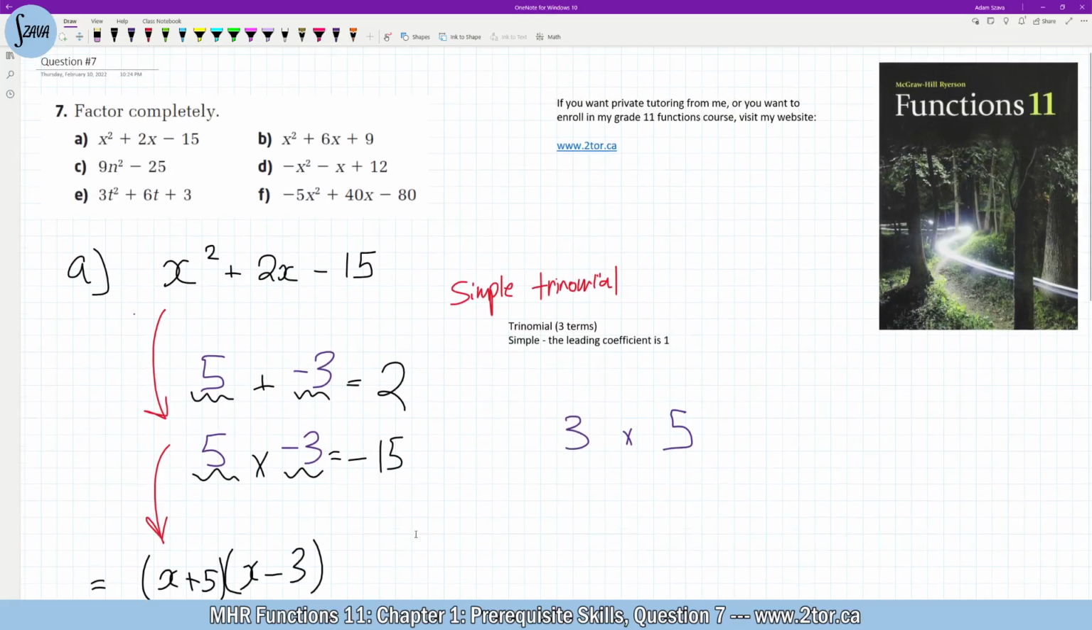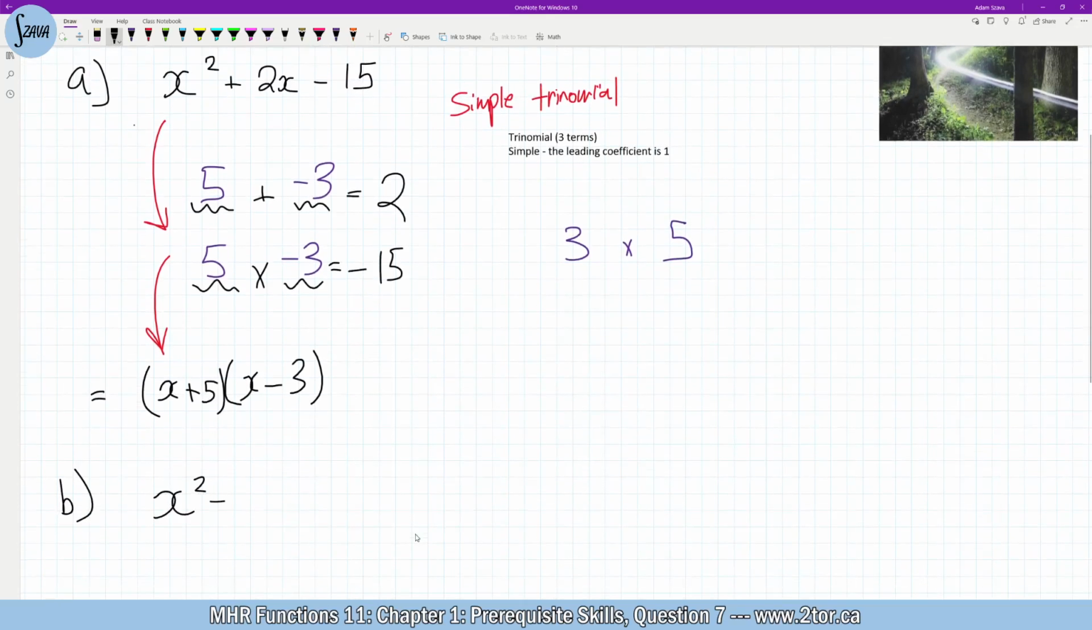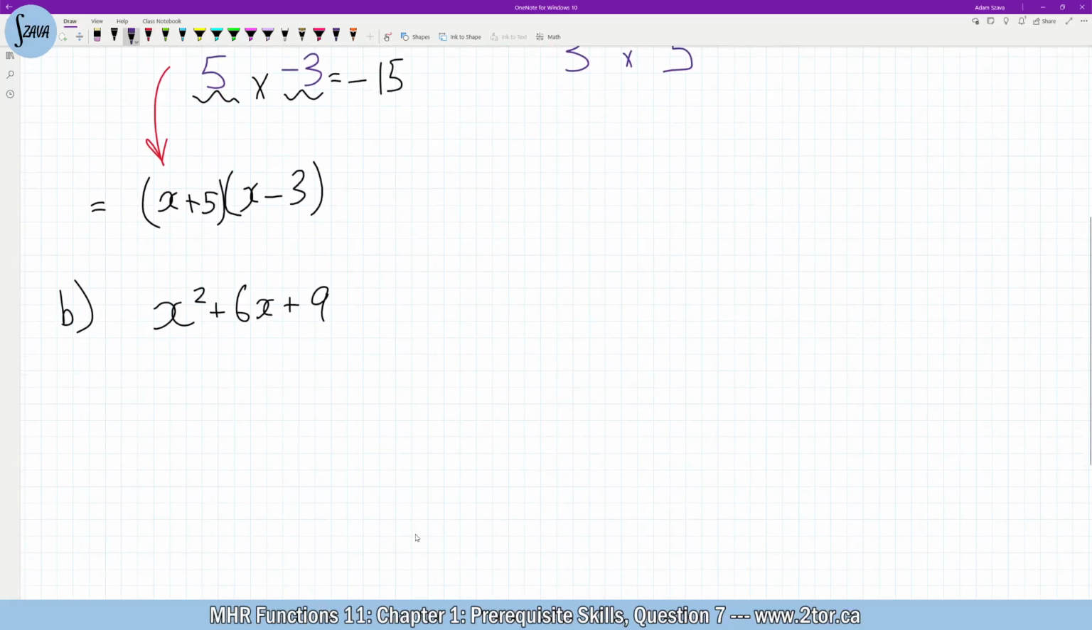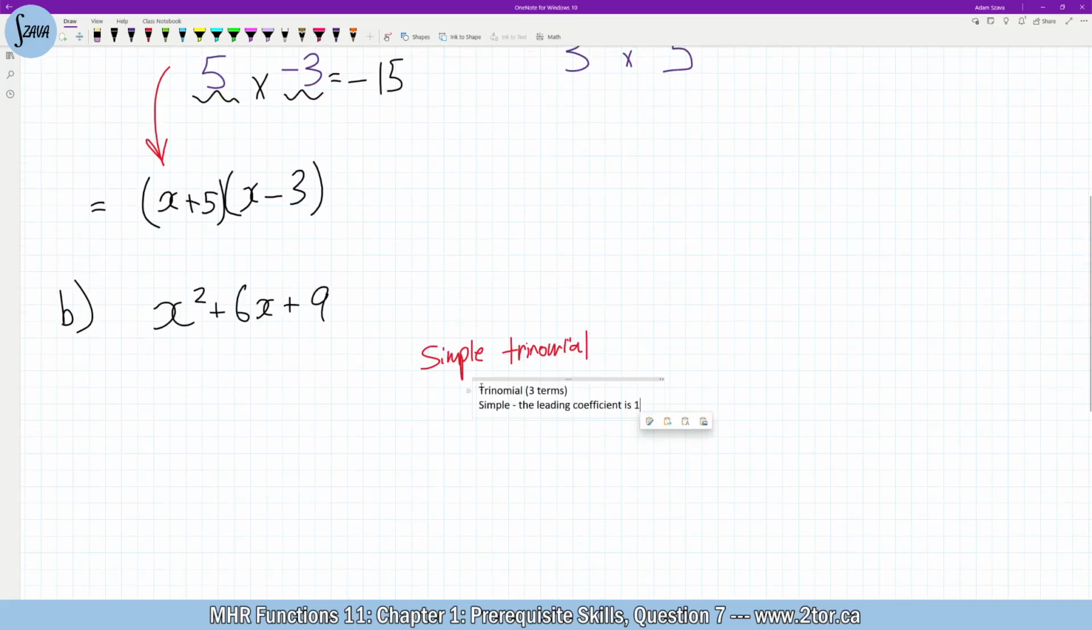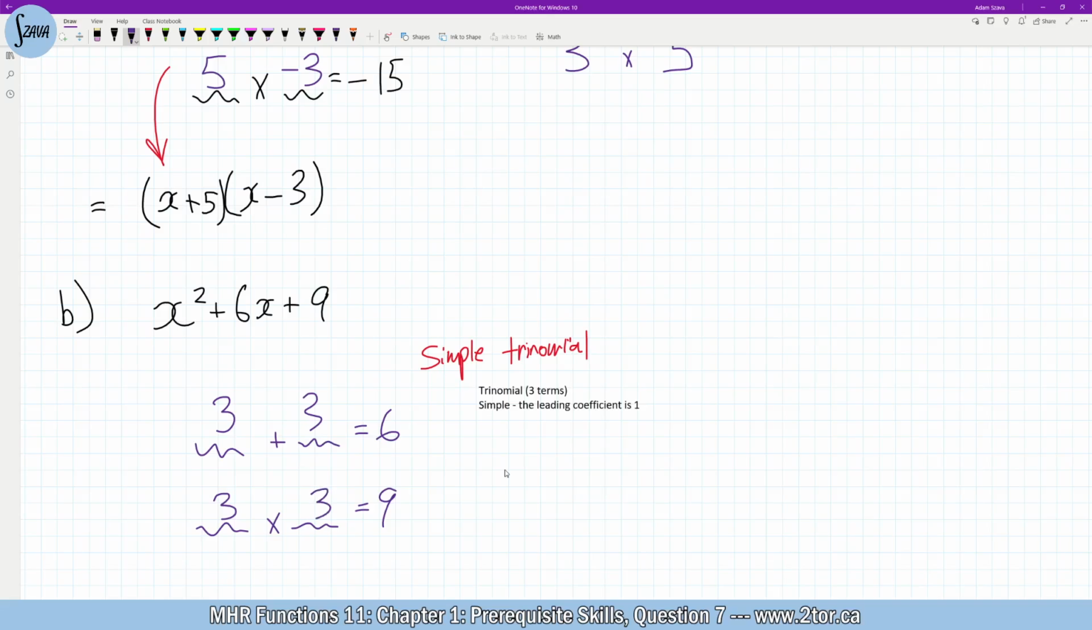Part B, similar process. Part B, we have x squared plus 6x plus 9. Once again, this is a simple trinomial for the same reasoning as above: 3 terms, and the leading coefficient is 1x squared. So at this point, I'm going to look for two numbers which add to 6, but multiply to 9. And those numbers would be 3 and 3.